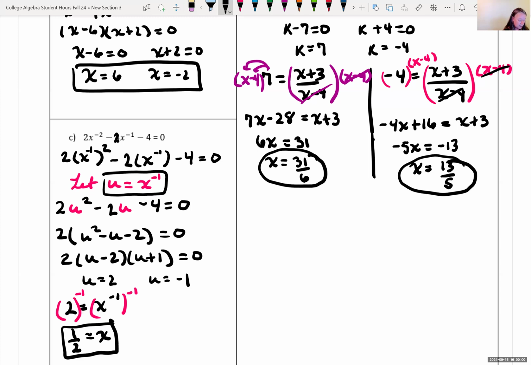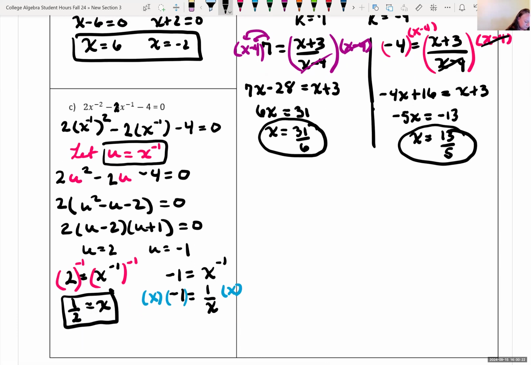For u equals -1, I have -1 is equal to x to the -1 power. Another way that you could have approached this is rewrite x to the -1 so that it has a positive exponent. I can rewrite that as 1/x. Now I can clear my fractions by multiplying both sides by x. There I would get -x is equal to 1. Divide both sides by -1. I would get x is equal to -1. So there we have two different solutions for part C.